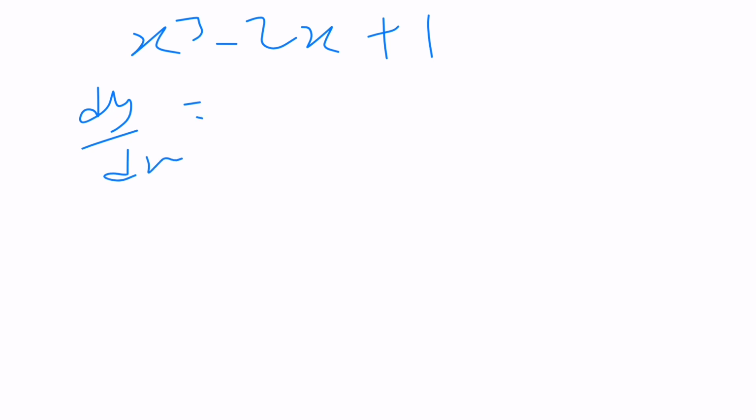Plus 1. So x cubed minus 2x plus 1. Let's find the turning point. So dy/dx should be equal to 0. If we differentiate this, it will give us 3x squared minus 2. That is the derivative. Then we equate it to 0, because dy/dx should be equal to 0 to find the turning point.